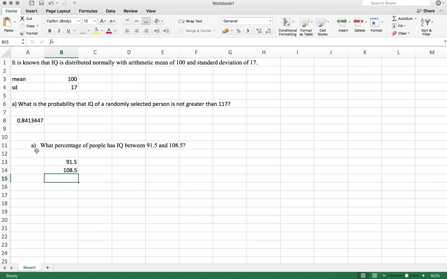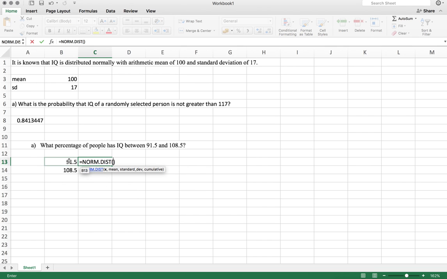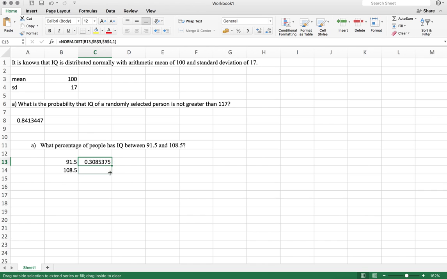And we will need the same function as we used before, the NORM.DIST function for both of these values. So essentially we need NORM.DIST for the first value, the mean, which I will fix, the standard deviation, which I will also fix, and 1 because I want the cumulative. And now, since I have the first argument running and the other two fixed, I can just drag and I will get the probability for the second one as well.